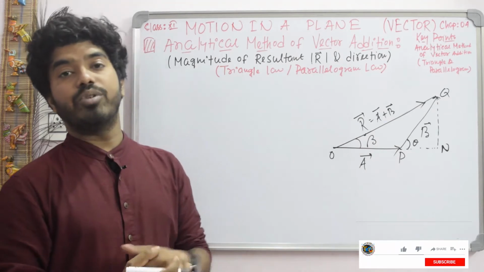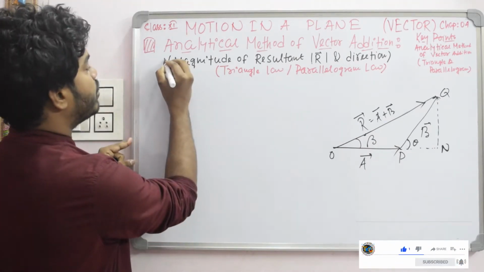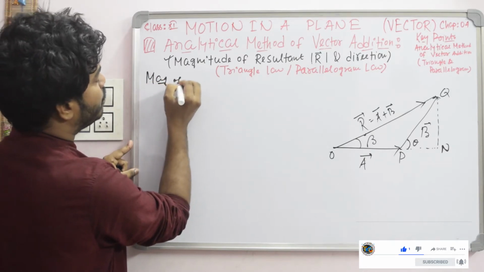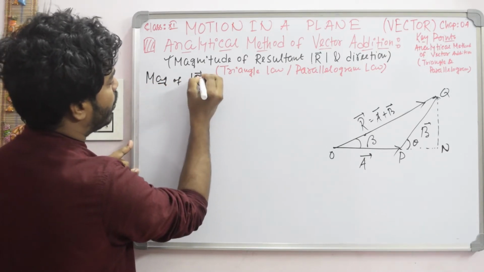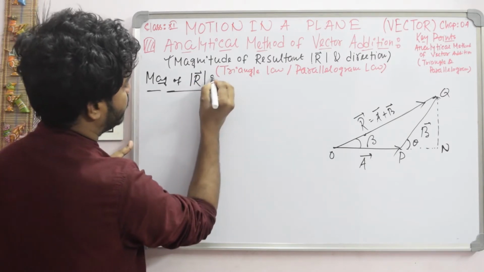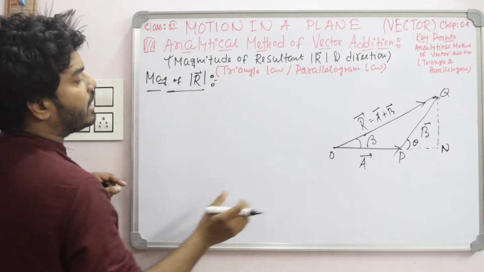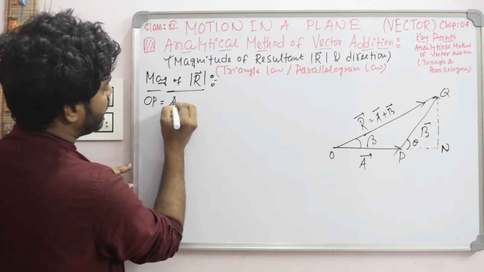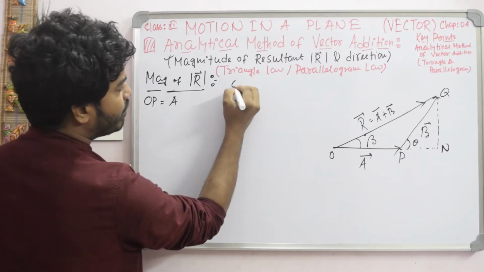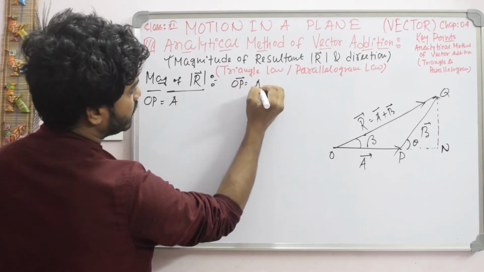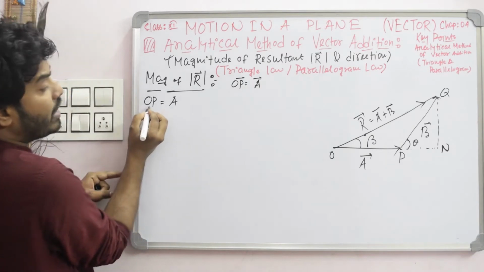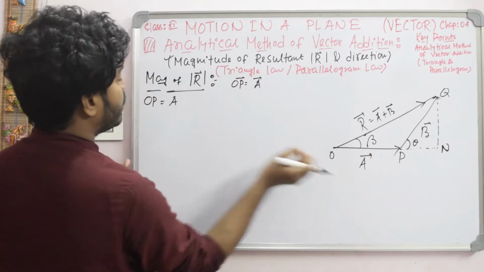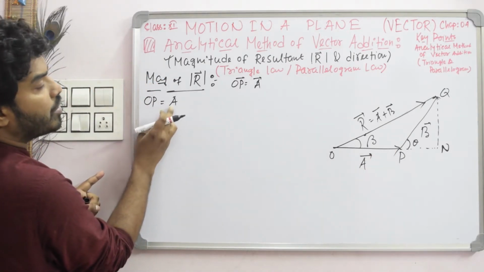Now first of all we have to derive the magnitude of the resultant, that is mod R. Derive it. At first write down what OP is. OP represents A. If I write the OP vector, then you must say that is the A vector. What is the length of OP? This length gives the magnitude of the A vector. So OP is equal to A.